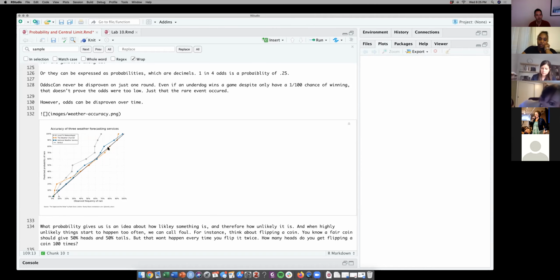The one that's a little further off is your local TV meteorologist. The line on this side is their predicted probability of rain, and this is the observed frequency on the X. So if the TV weatherman says that there is a 50% chance of rain, at this point here, it only rains about 30% of the time. The local TV meteorologist systematically over predicts the chances of rain.